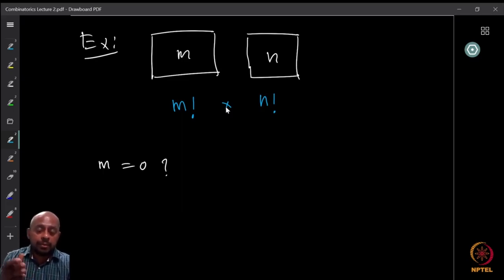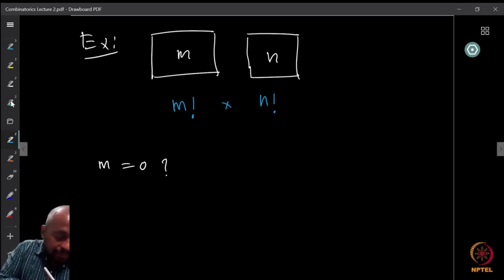So I want m factorial times n factorial to be the answer for this, but then I want to get n factorial as the answer, because that is the number of ways to arrange the people in the second row. So therefore, m factorial in the first case, when m is equal to 0, must be 1, right? Because otherwise 0 into n factorial will not be n factorial. I want n factorial into something to be n factorial itself. So m factorial in that case must be 1. So we justify the reason we use 0 factorial is equal to 1.